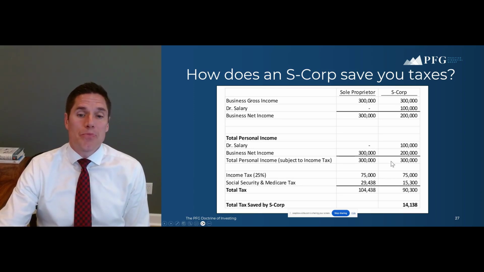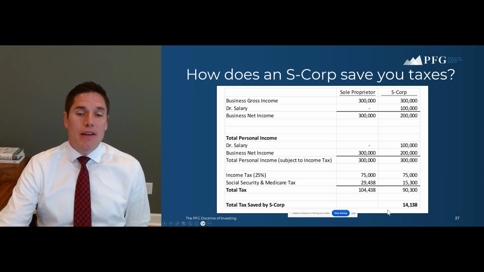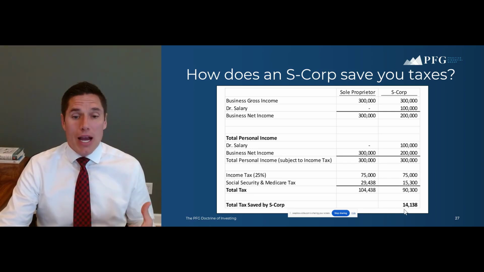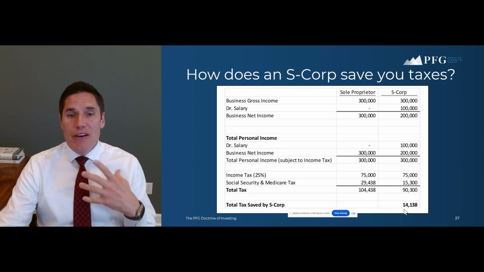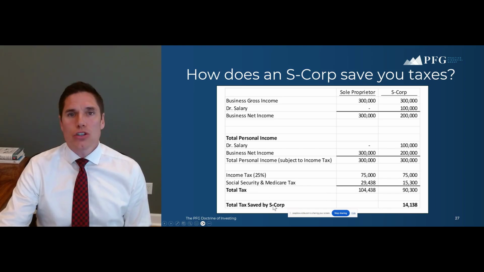This doctor, who has the S corp, is only going to pay Social Security and Medicare tax on the salary portion. So at a salary of $100,000, the Social Security and Medicare tax would be $15,300 for a total tax of $90,300. So this doctor, right off the bat, saved $14,138 by having an S corporation. That's how the S corp saved taxes, and it was on the Social Security and Medicare.